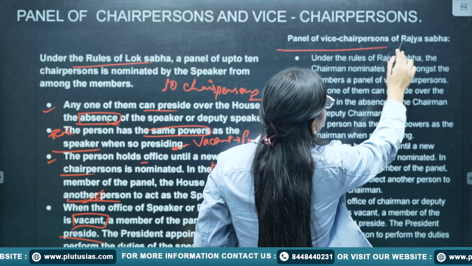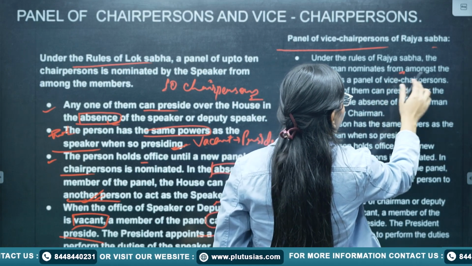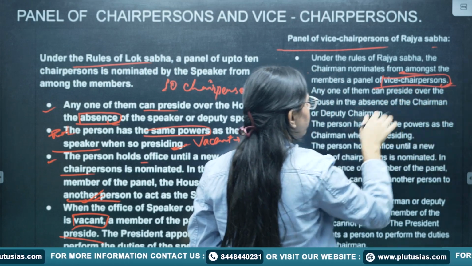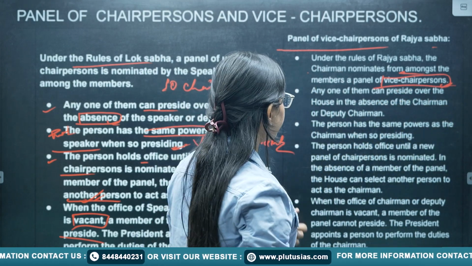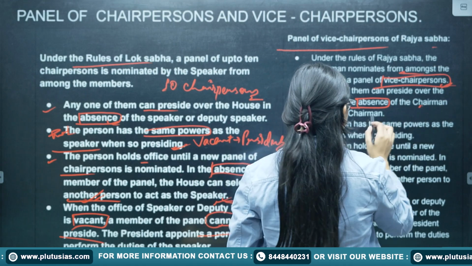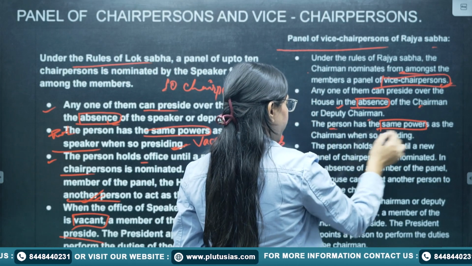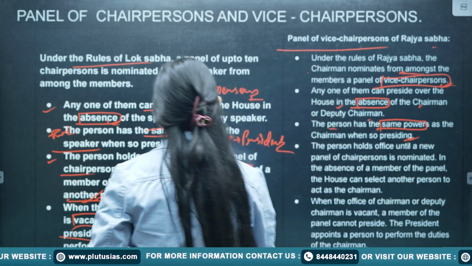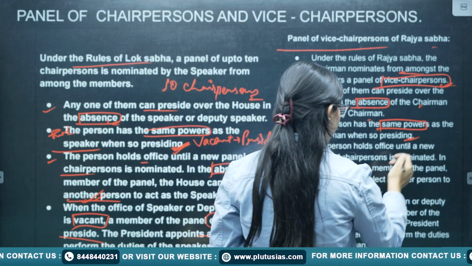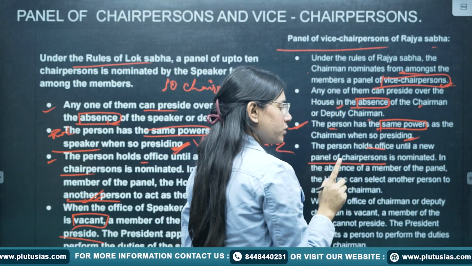Now the panel of vice chairpersons of Rajya Sabha. Under the rules of Rajya Sabha, the Chairman nominates members to the panel of vice chairpersons. They can choose among them only. Any one of them can preside over the House in the absence of the Chairman and Deputy Chairman. That person has the same power as the Chairman when presiding. These are almost the same for both. That person holds office until a new panel of chairpersons is nominated.